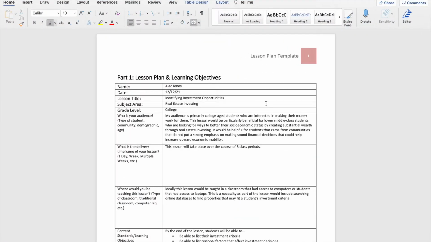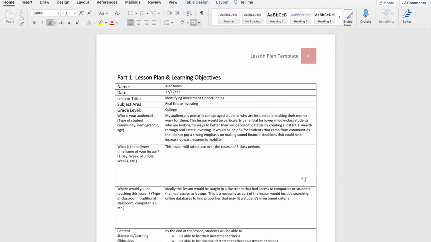Alright, so my subject area is going to be real estate investing. The lesson title is Identifying Investment Opportunities. This lesson is going to be primarily for college students who are interested in learning about real estate investing. It's going to take place over 3 class periods, so probably about a week and a half at the college level if you've got 2 classes a week.